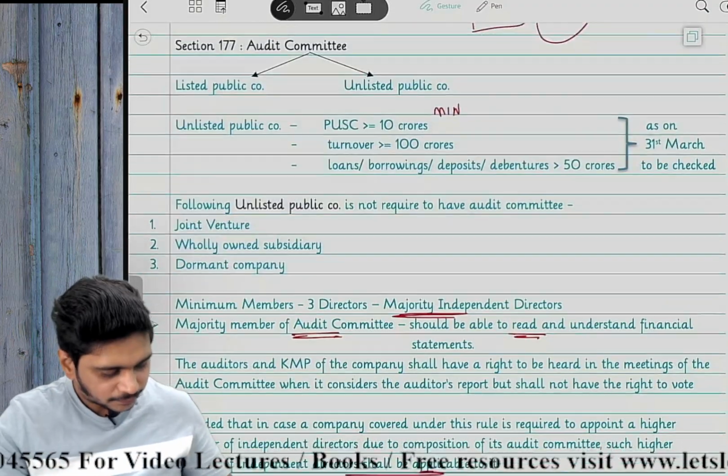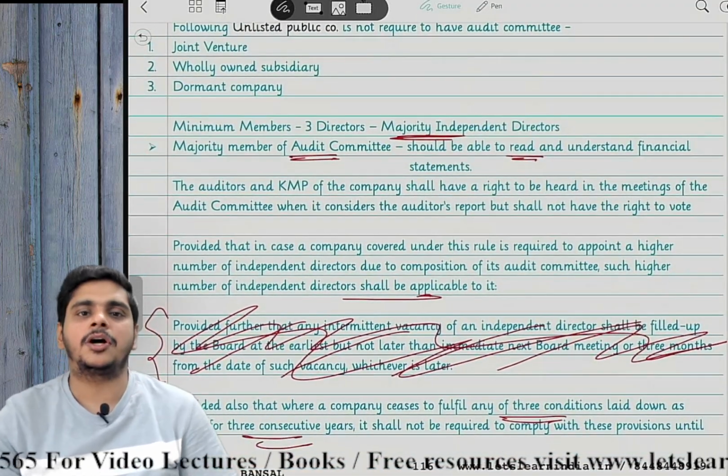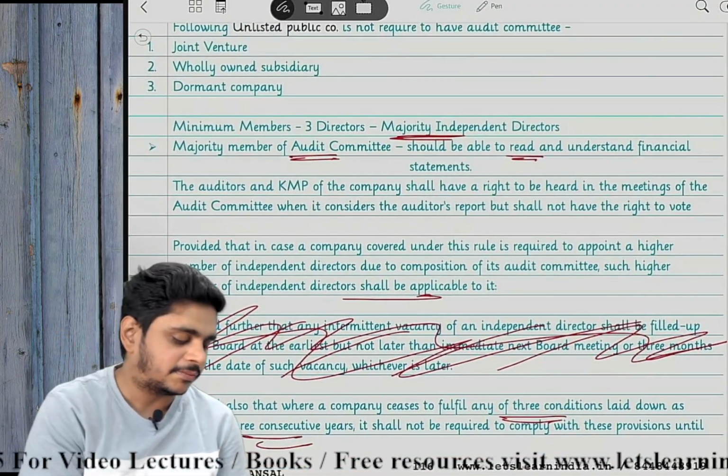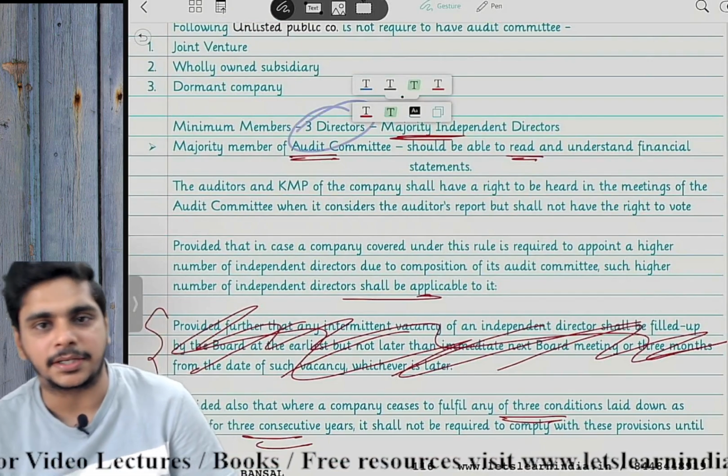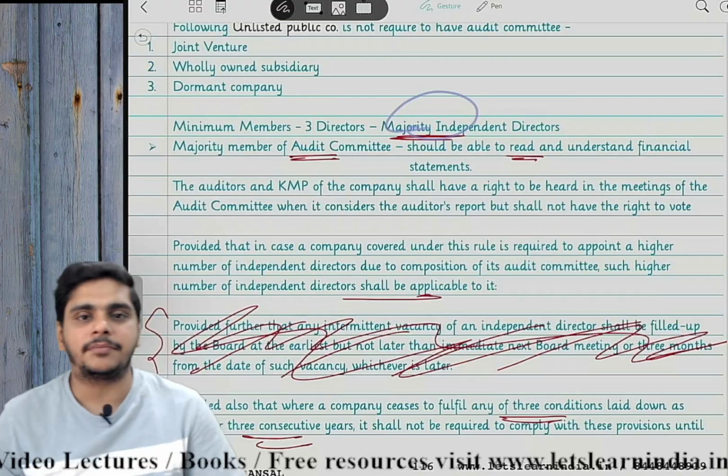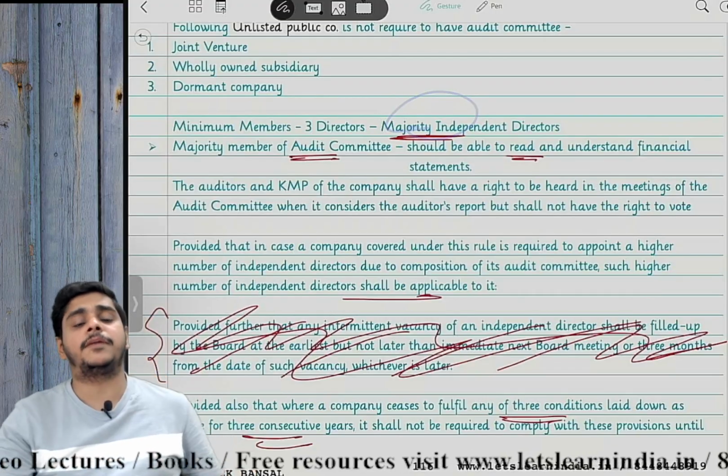Okay. Now in the committee, how many people will sit? Minimum 3 directors will sit. How many directors? Minimum 3 directors, and the majority should be independent directors. Minimum 3 directors, out of which the majority should be independent directors.